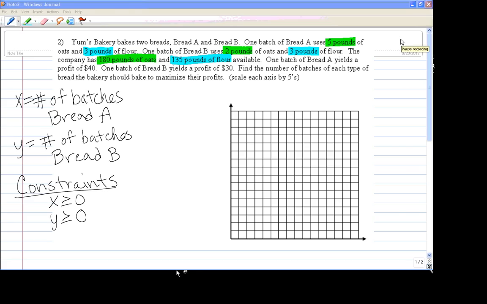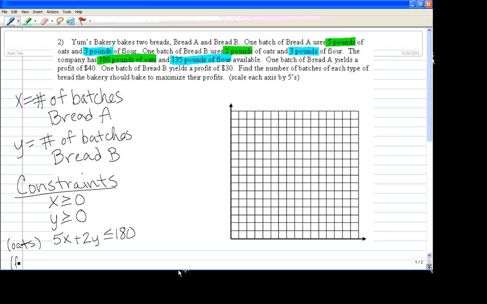So let's write the inequalities that talk about the pounds of oats and the pounds of flour that we're going to be using. So if we're looking at information about the oats, we know that bread A uses 5 pounds of oats, so 5 pounds times however many batches of bread A, plus 2 pounds of oats for each batch of bread B. It needs to be less than or equal to the number of pounds of oats we have available, which is 180.